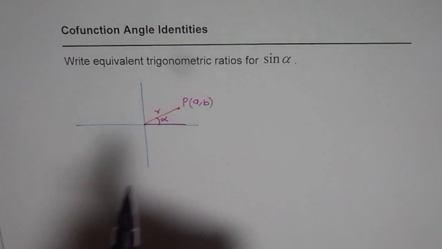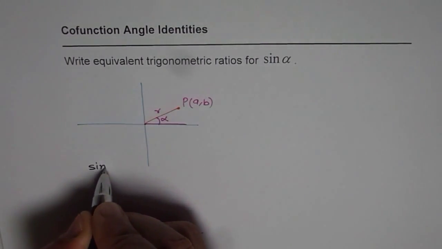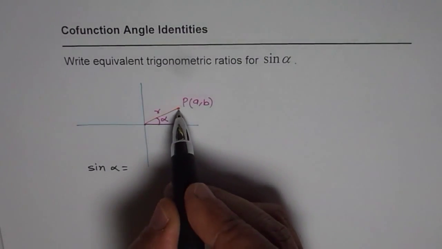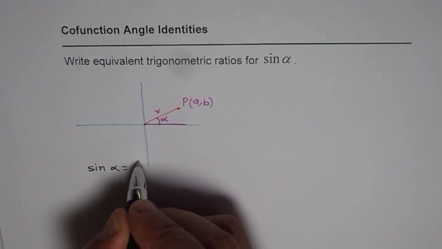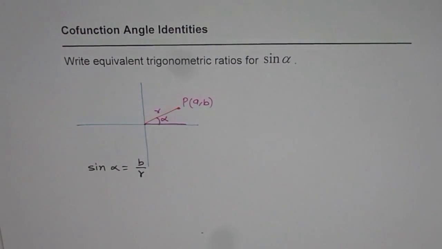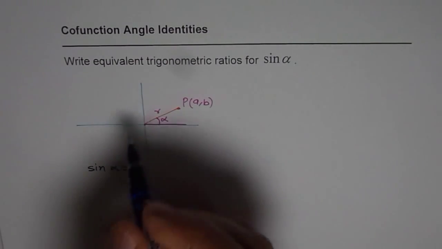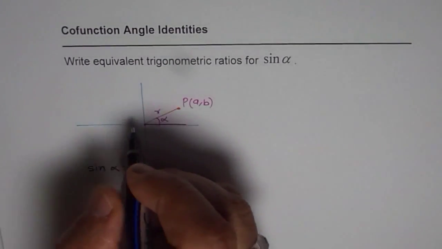And now sine alpha in this case is how much? Sine alpha will be, opposite side is b over r. So sine alpha is b over r. Now when we talk about cofunction angle identities, then we are trying to see this related acute angle in different positions. Now let me take one position where angle is in quadrant 2.